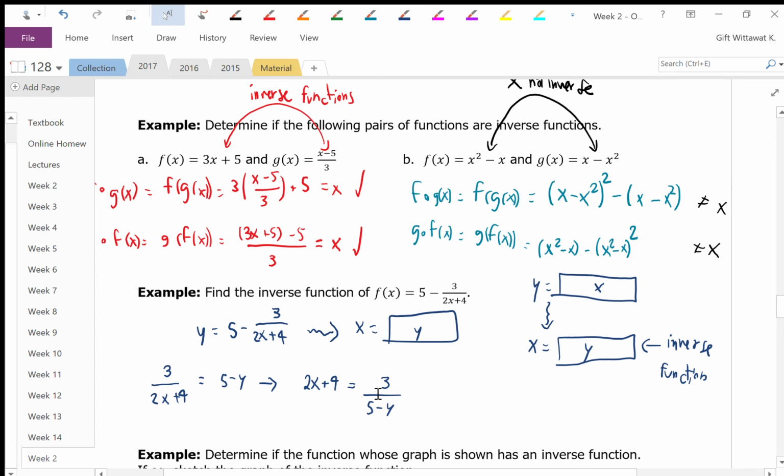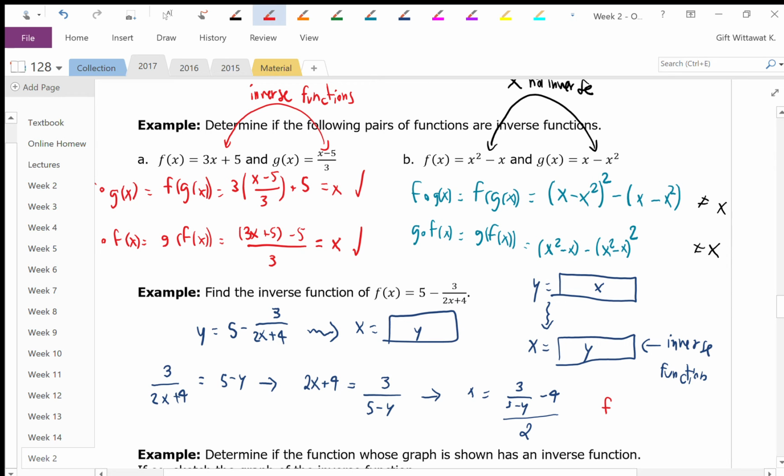Now I can move 4 to the other side, so I'm going to get 2x equals 3 over (5 minus y), minus 4. And finally, to just get x, I'm going to divide by 2 on both sides. So this is what I end up having. I can simplify this a little bit, but let me just write the final answer.